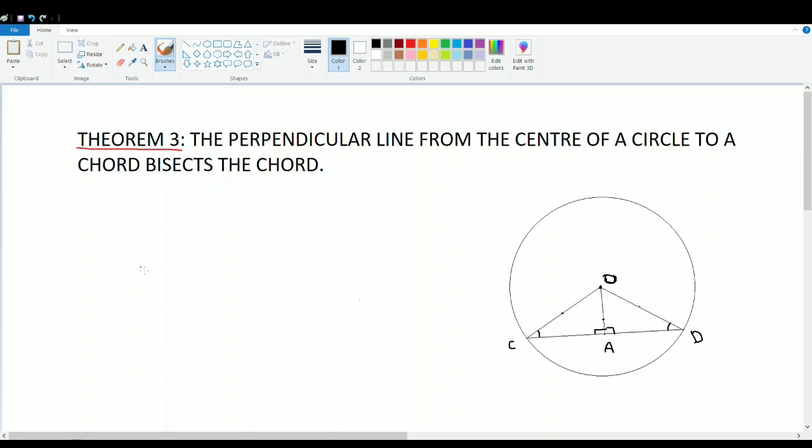So this is theorem 3. Theorem 3 states that the perpendicular line from the center of a circle to a chord bisects the chord.